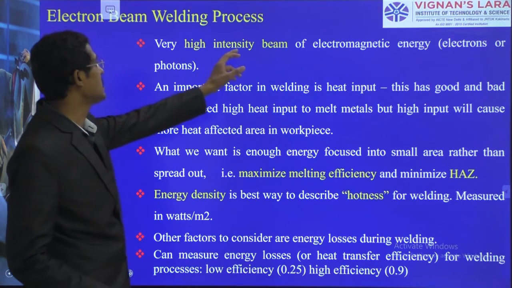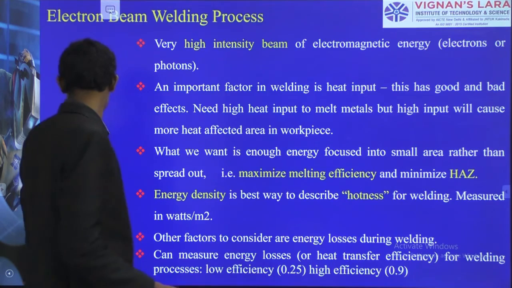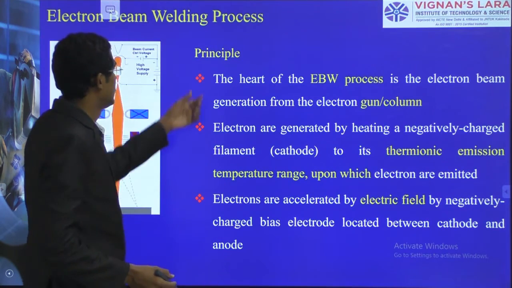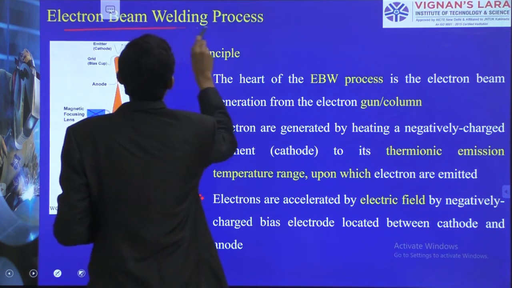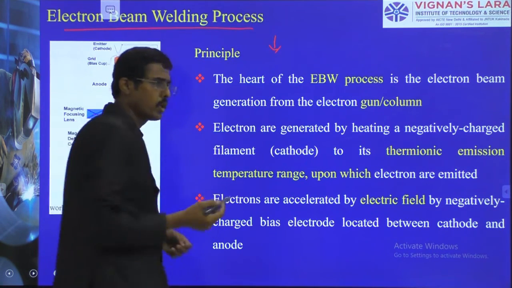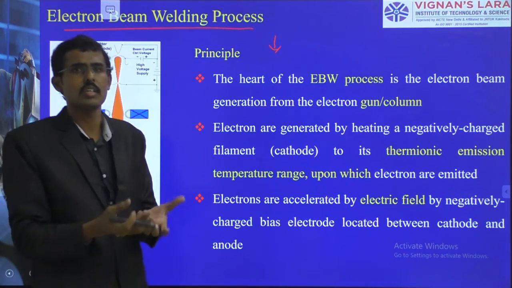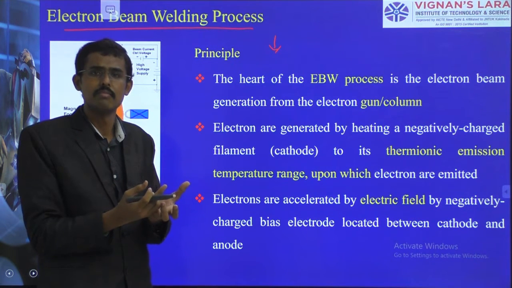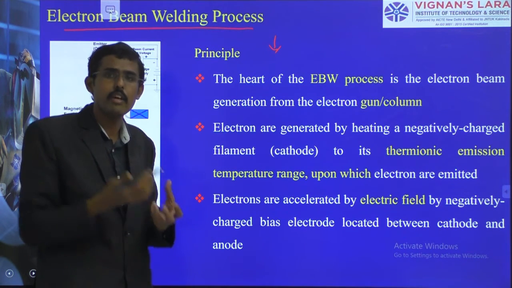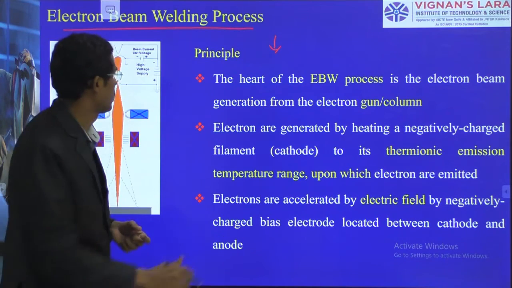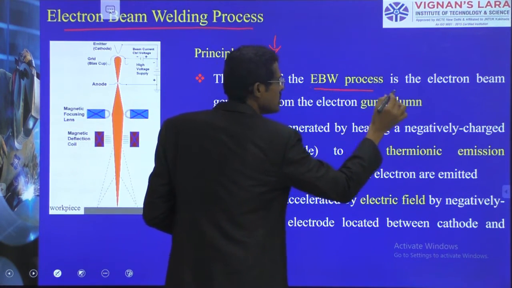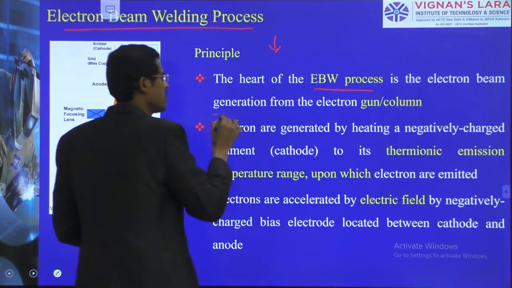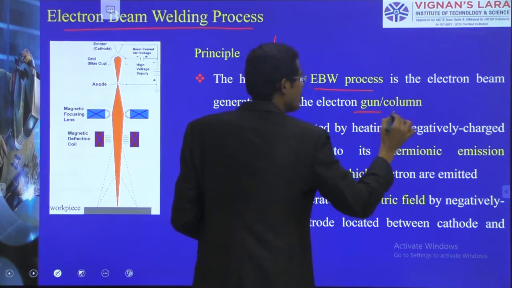So, a very high intensity beam of electromagnetic energy. What is the principle now? We have come to the electron beam welding process. Up to now we have described the hotness and energy density, how we measure the intensified heat, in watts per meter square. The heart of the electron beam process is the electron beam generation from the electron gun, that is the column.